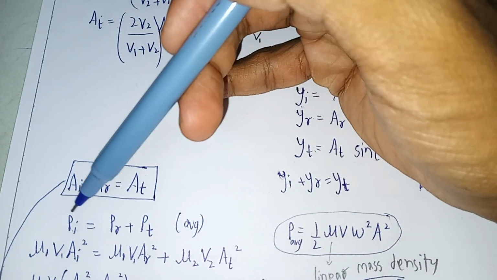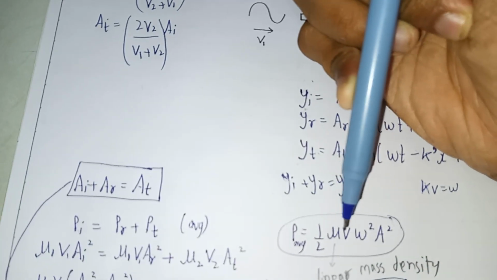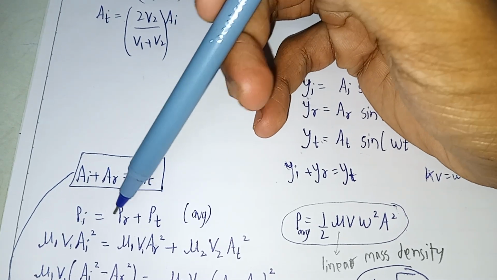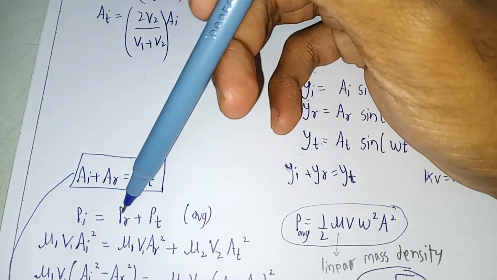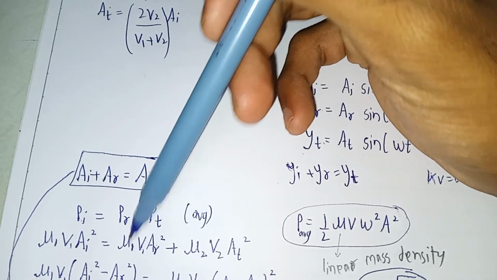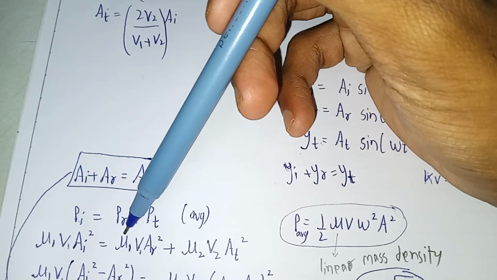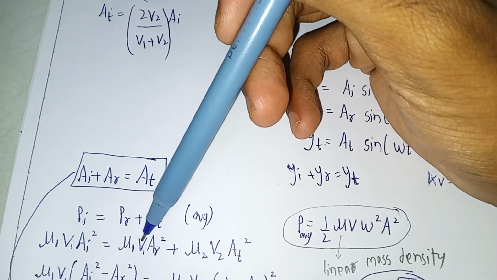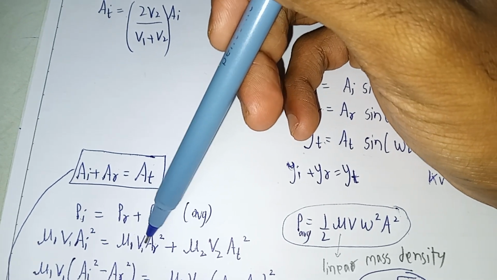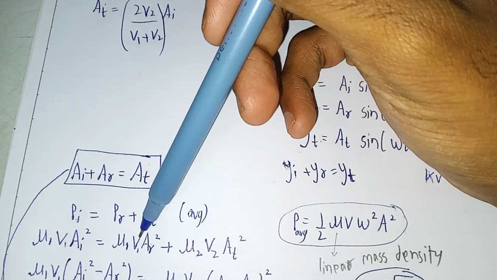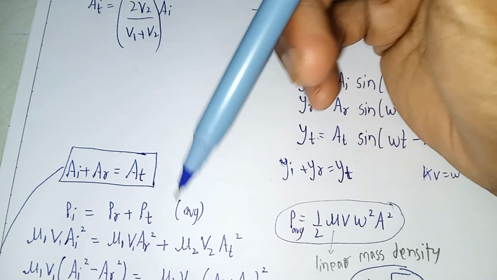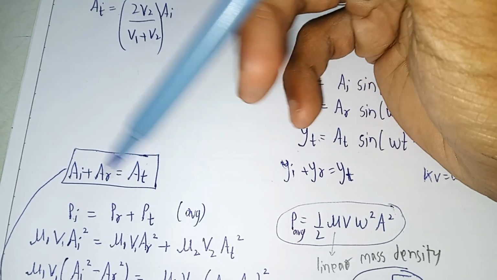So for the incident wave you have the linear mass density as mu1, velocity as v1, and amplitude as Ai. Similarly, for the reflected wave, you have mu1, v1, and Ar square. Why mu1? Because it is reflected in the same medium, and velocity would also remain the same because velocity depends on root T by mu, and tension is the same, and mu1 is still the same, so velocity would remain the same, just it is in the negative direction, that's the difference.